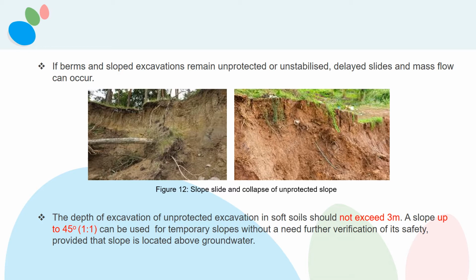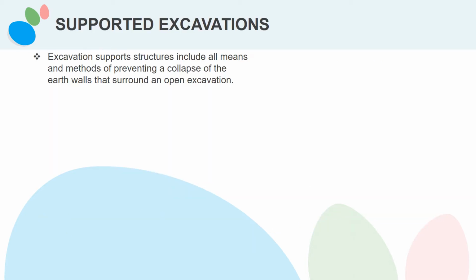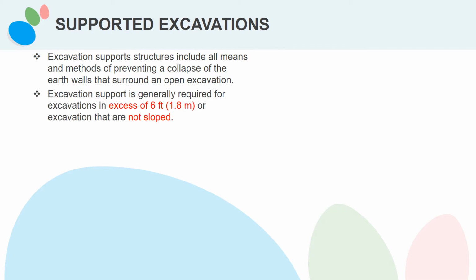A slope up to 1:1 can be used for temporary slopes without a need for further verification of its safety, provided that the slope is located above groundwater. Excavation support structures include all means and methods of preventing a collapse of the earth walls that surround an open excavation. Excavation support is generally required for excavations in excess of 6 feet, 1.8 meters, or excavations that are not sloped.